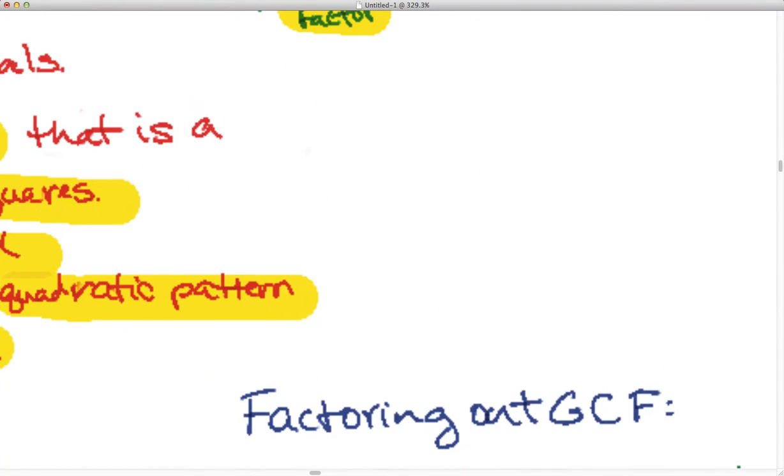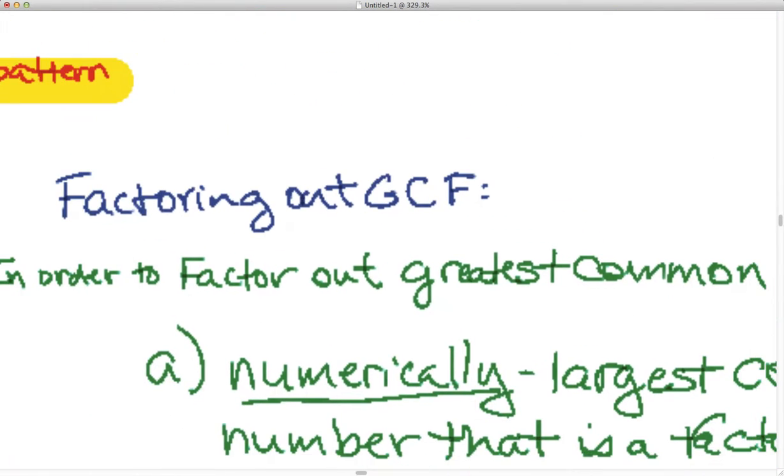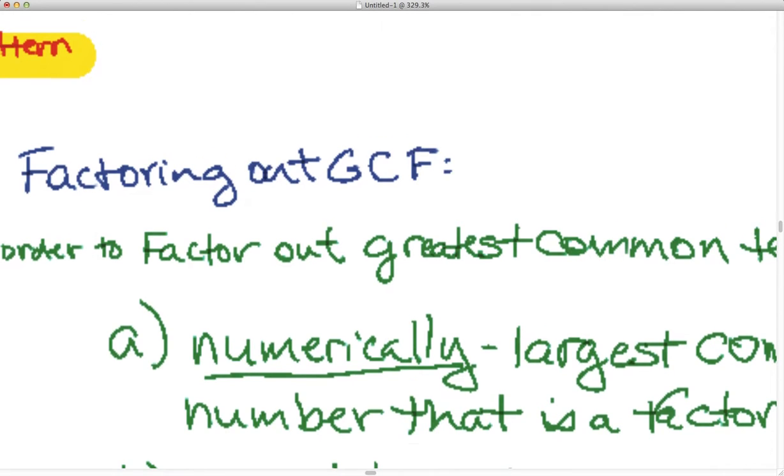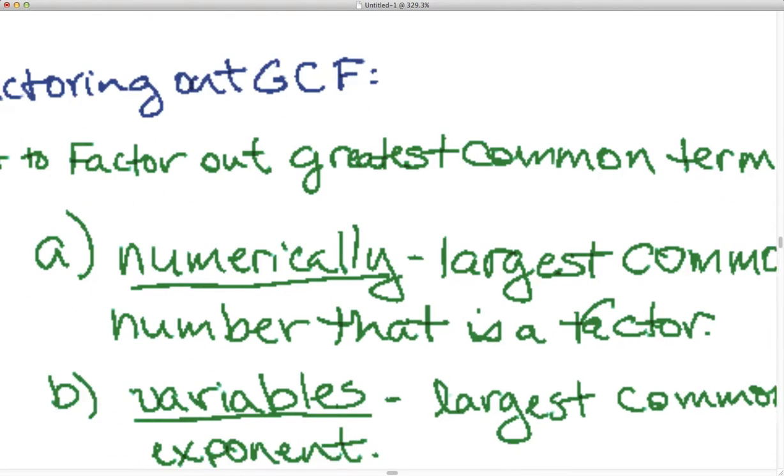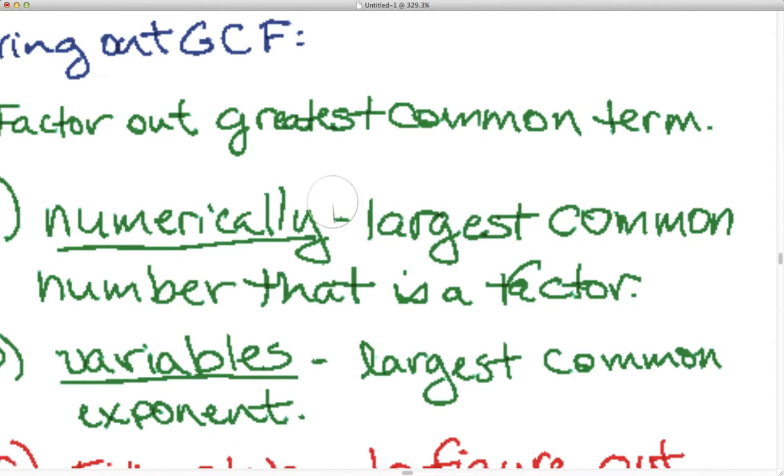So let's look at factoring out the greatest common factor. In order to factor out the greatest common term, you look at the numbers first, numerically. What is the largest common number that is a factor? And it has to show up in each term, every one of those terms that's added and subtracted. That's what common means. And then variables, same concept. What is the largest power that shows up in each one of the added or subtracted expressions?